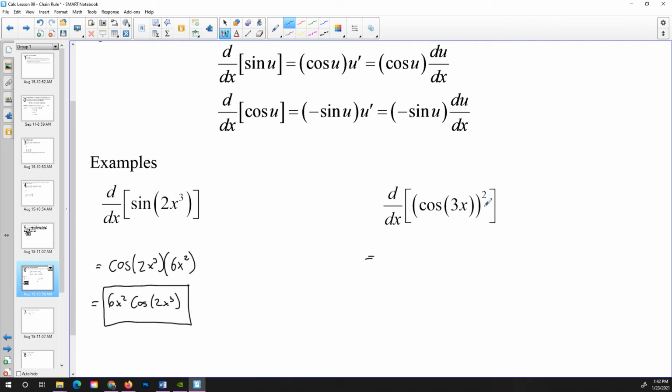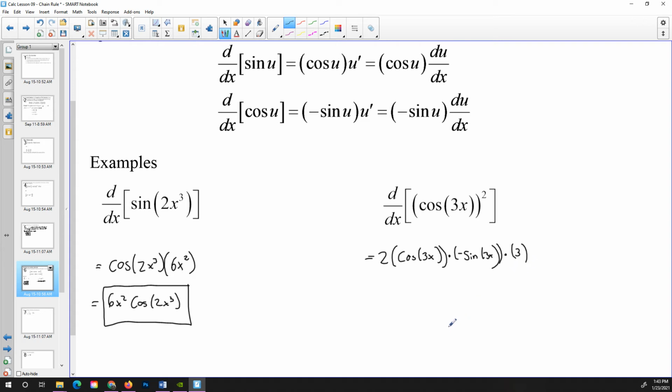The general power rule says that I bring the 2 down and I leave what's on the inside alone. So cosine of 3x, and then I reduce the 2 by 1, so I'll leave a 1 there, times the derivative of what's inside. But the derivative of what's inside is cosine of 3x, which is a composition. So I have to take the derivative of the cosine part. That becomes negative sine of 3x. But now, because this cosine 3x is also a composition, I have to multiply by the derivative of the innermost value, which is 3x. So the derivative of 3x is just 3.